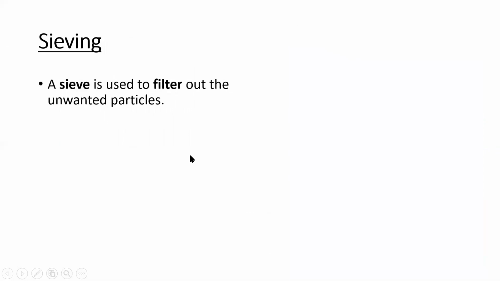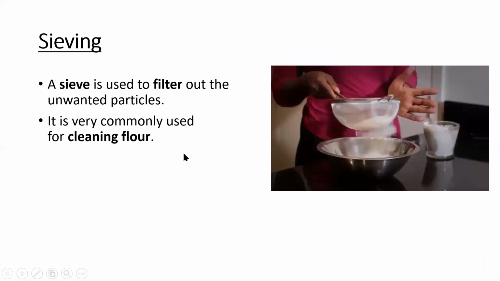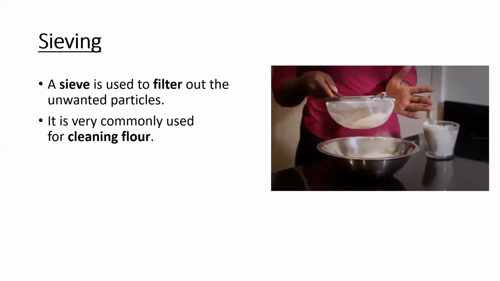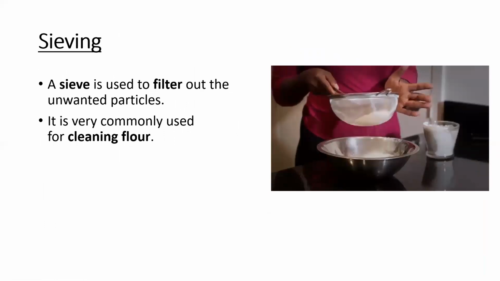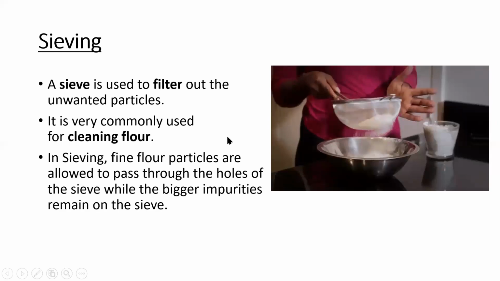Sieving. This is a very common method. You must have seen that right in your home even. A sieve is used to filter out the unwanted particles. It is very commonly used for cleaning flour. So observe here in the animation. This scene is common in our home. Okay. In sieving, fine flour particles are allowed to pass through the holes of the sieve, while the bigger unwanted particles, maybe bigger pieces of grains, etc., will remain in the sieve itself. So this is called sieving.